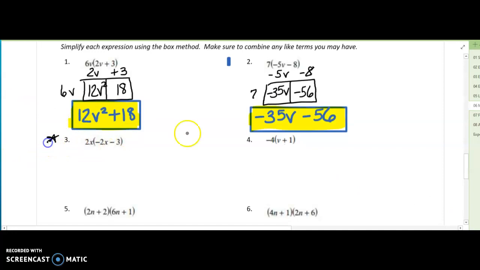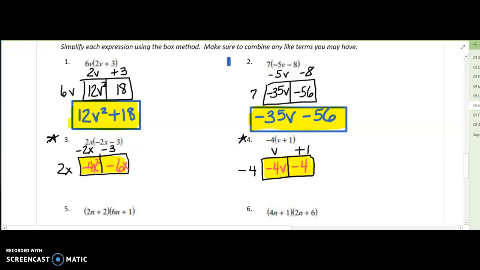Okay, so the next one, I think you can do both of these. I want you to do both of these. I'm going to stop the video and I'll work these out. And then when you come back, we'll see how you did, okay? Okay, let's see how you did.